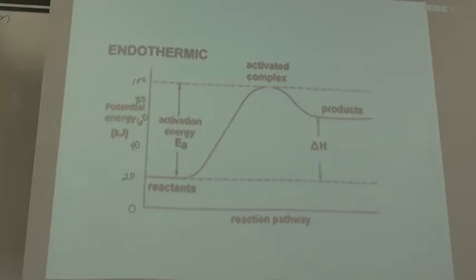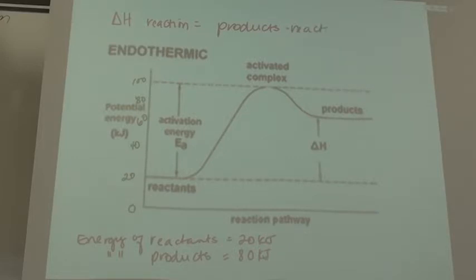So if you were to look at this, the energy of the reactants would be what? 20 kilojoules. The energy of the products would be about 80 kilojoules. What would the energy of the reaction be? We would call that the heat of reaction, and that would be the products minus the reactants, which in this case would be 80 minus 20, and that would be 60 kilojoules per mole.